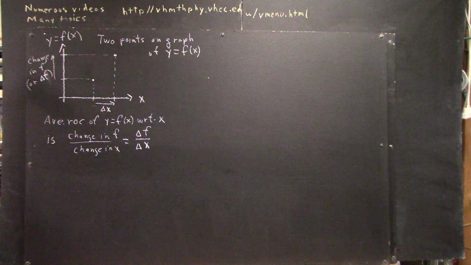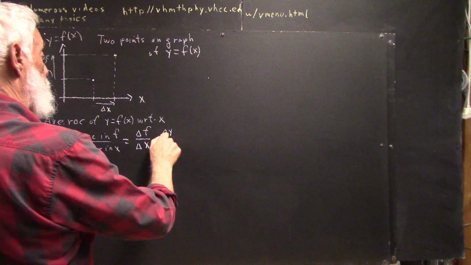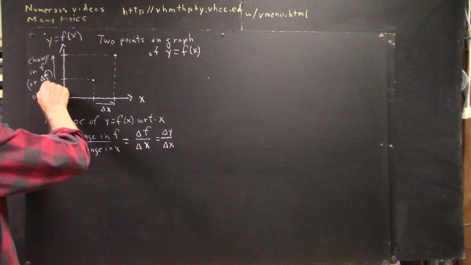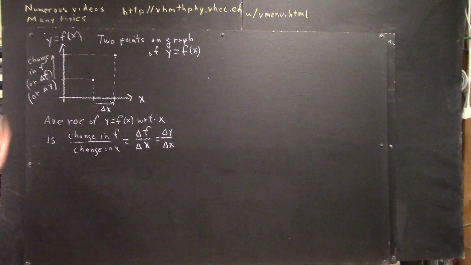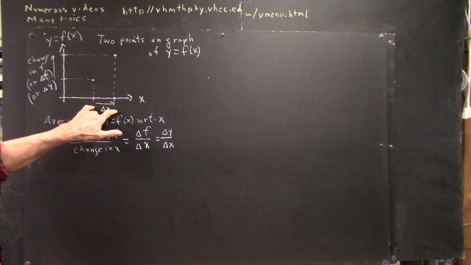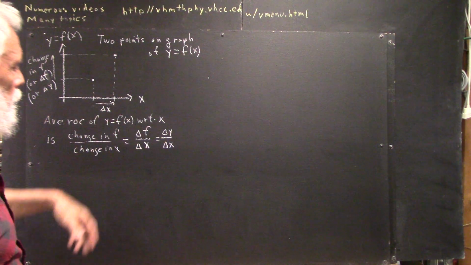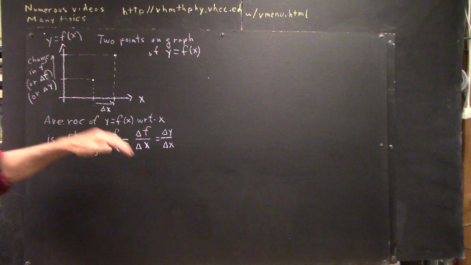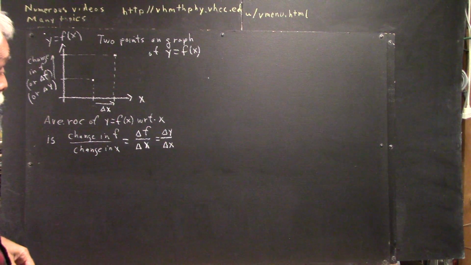Okay, delta f, change in f. I could also write that as change in y. So I could write this as change in y divided by change in x. Because y equals f of x, this is also the change in y. So there's a depiction of the change in x and the change in y. Now how could we depict the change in f divided by the change in x, which is the average rate of change of f with respect to x, determined by these two values?